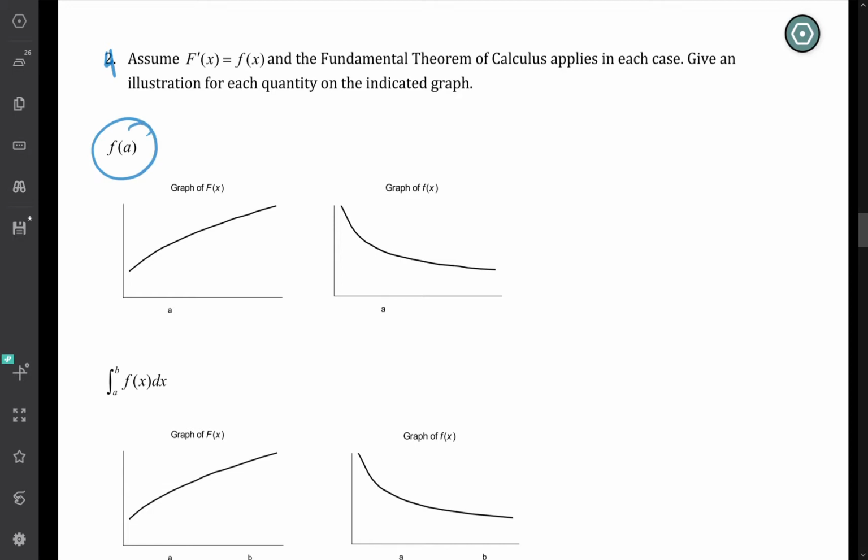So first one, f of a, second one, integral from a to b of little f. So walk through and see if you can figure out, you can kind of narrow it down to a length, a slope, or an area, I think, on all of these, if that gets you started.